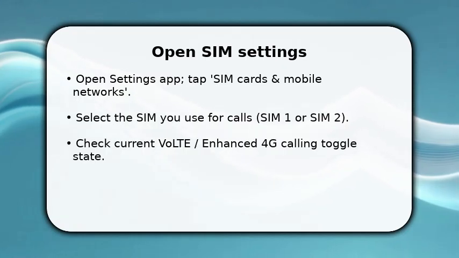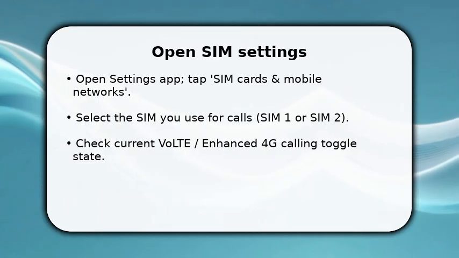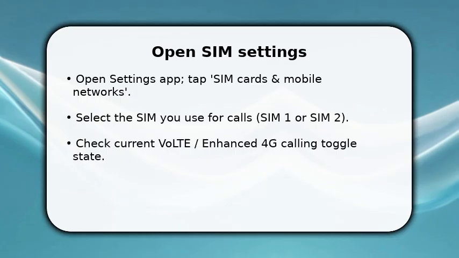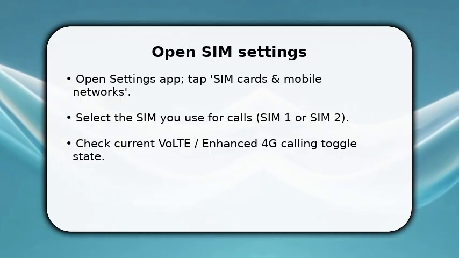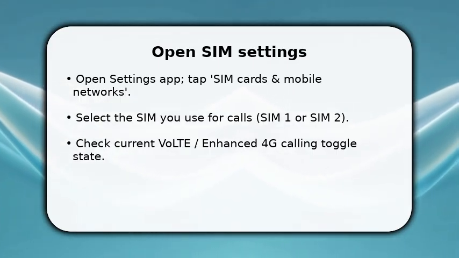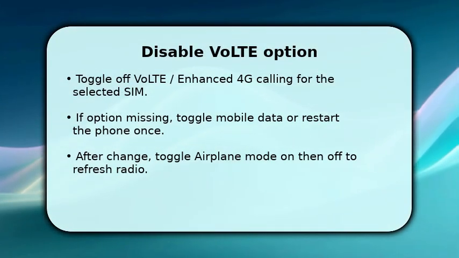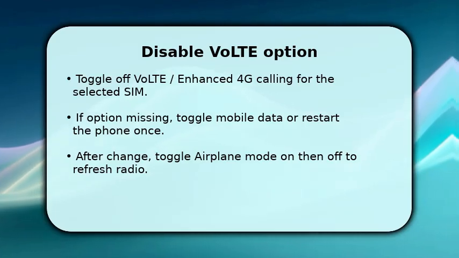Make sure mobile data is enabled for that SIM so the VoLTE LTE control appears. If you don't see it, tap the SIM again or toggle mobile data on and off to force the menu to refresh before proceeding to the next step. You now disable VoLTE LTE by switching off the VoLTE LTE or Enhanced 4G calling toggle for the chosen SIM.